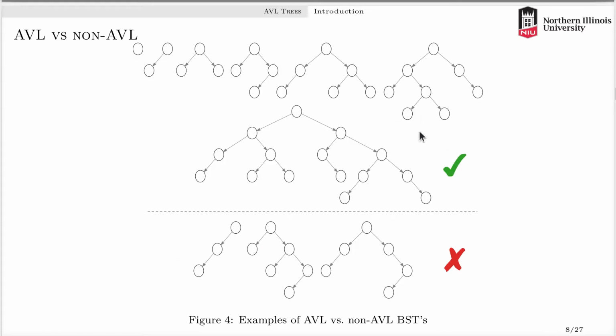Here's some more generic views of these things, and you can then reason this thing out again. All these here on the top are AVL. These ones down here are not AVL. So let's focus on the ones that are not, and why. Why is this not an AVL tree?